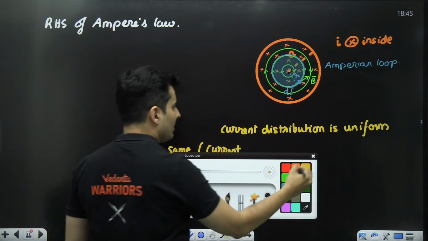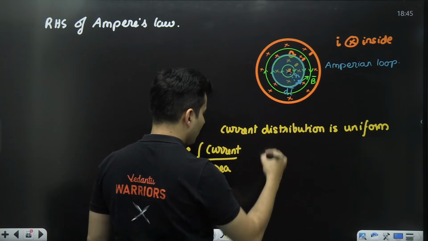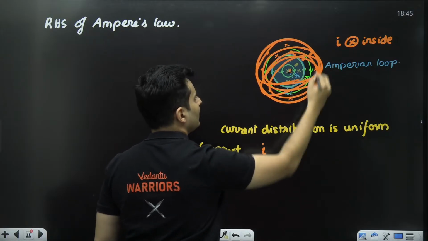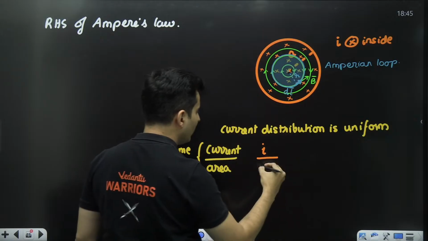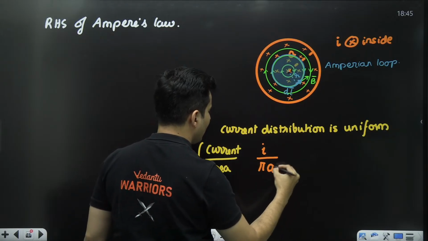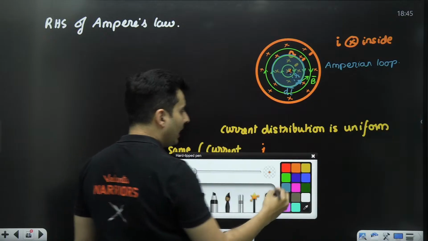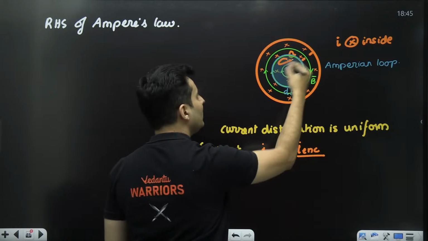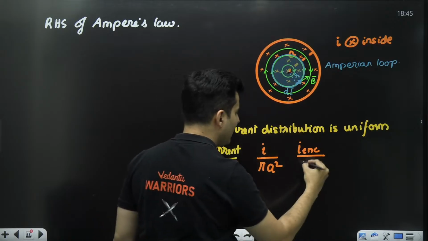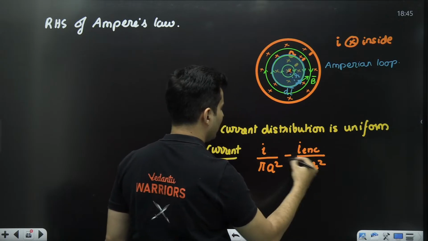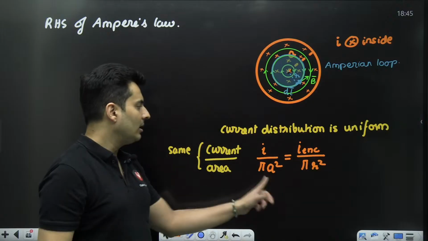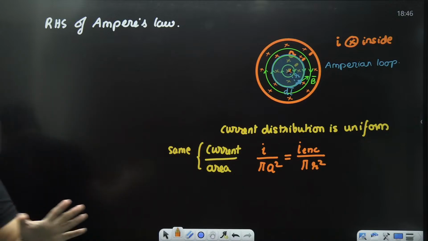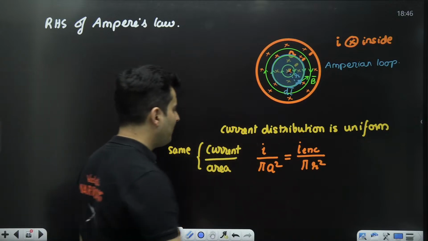So if you see the total current of I passes through this entire area, which is going to be pi into a square. But the enclosed current, I enclosed, is only through this much. So that will be having an area of pi r square. So these both should be equal. Current per unit area should be the same. Clear? Now, therefore, pi will cancel.